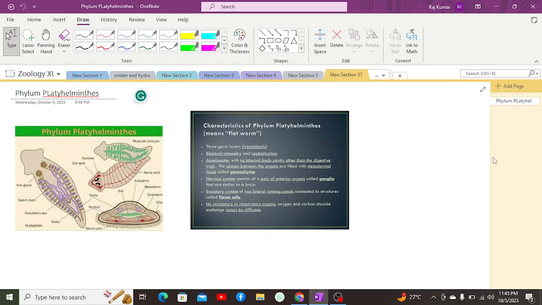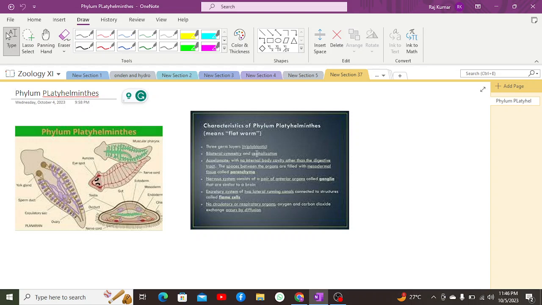Phylum Platyhelminthes, also known as flatworms, because they have a flattened structure at the dorsoventral side. They have two sides of their body: the dorsal side, which is the front side, and the ventral side, which is the backward side. The side found at the center, the dorsoventral side, is where the flatworms are flattened or constricted, due to which they are known as flatworms or platyhelminths.